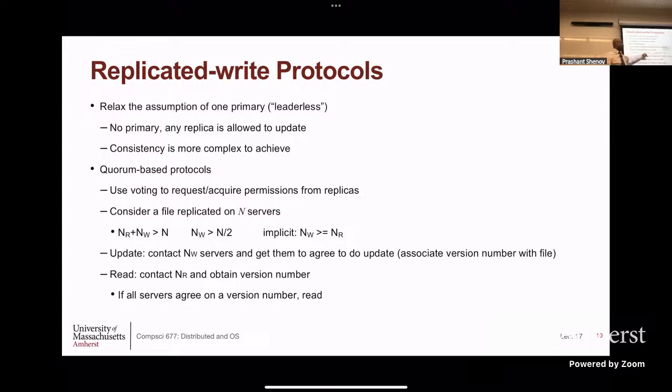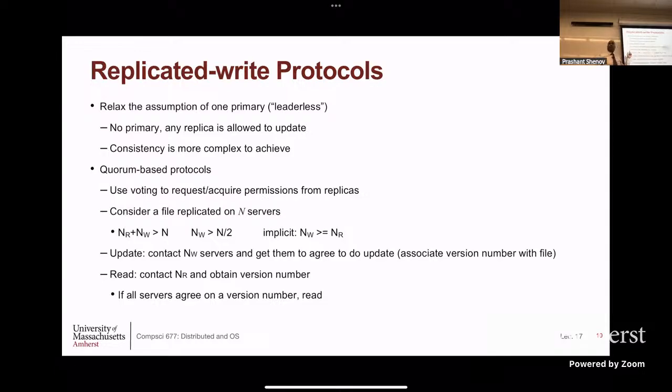The write quorum has to be always strict majority. You cannot pick a write quorum that's smaller than half the machines in the system. That's our rule. So these are our two rules, and implicit in these two rules is also that the write quorum is always bigger than the read quorum. Because we say nr plus nw is greater than n. N is strictly greater than half.